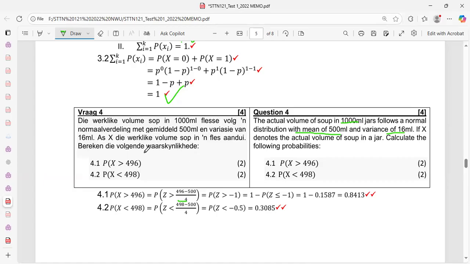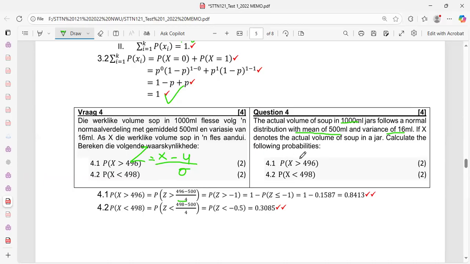Which formula are you going to use? Z is equal to x minus the population mean divided by the population standard deviation. So it's something like this. And remember, to get this population standard deviation, here we are given the variance. You're going to do a square root of 16. You'll get 4. They said, calculate the following probabilities.